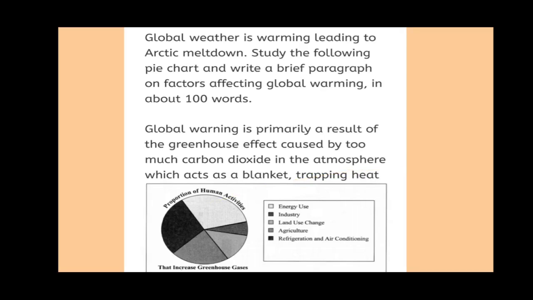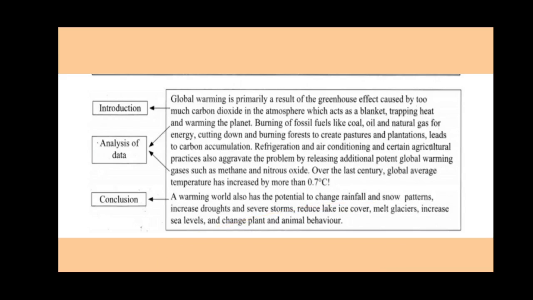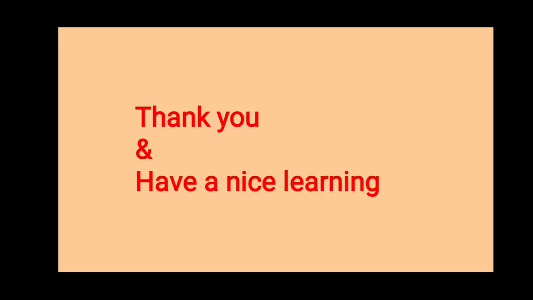The next question is, global weather is warming leading to Arctic meltdown. Study the following pie chart and write a brief paragraph on factors affecting global warming in 100 words. So you can analyze this pie chart and then write. You can take help from these lines. Now this is all about the analytical paragraph.